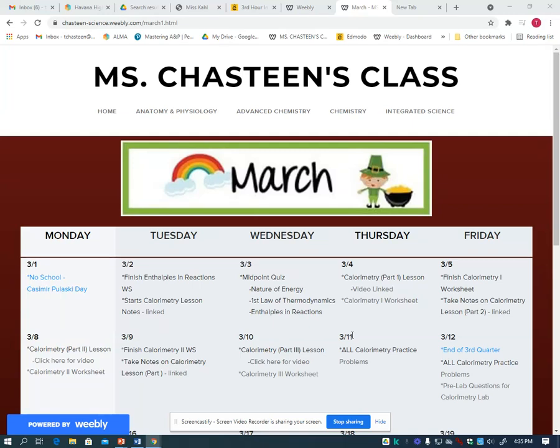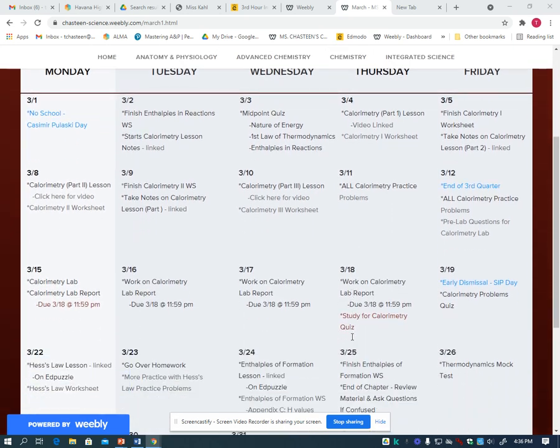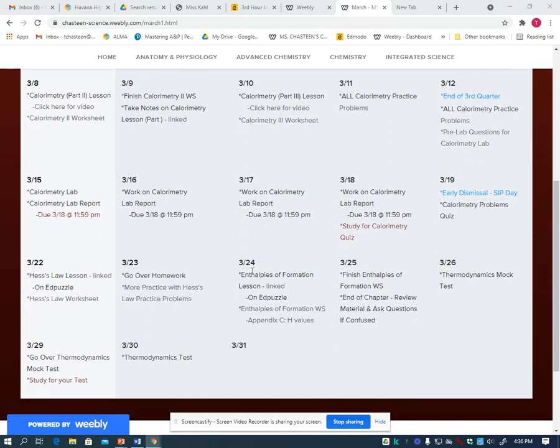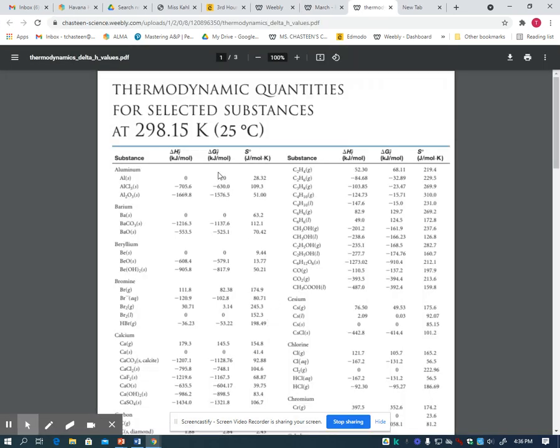Hey class, before I get started with today's lesson, I just want to show you something on my website that you are going to be using for your homework. If you scroll down to today's date, 3/24, we have an Enthalpies of Formation worksheet, and down below I have attached Appendix C. If you open Appendix C, it will have these big, huge numbers.